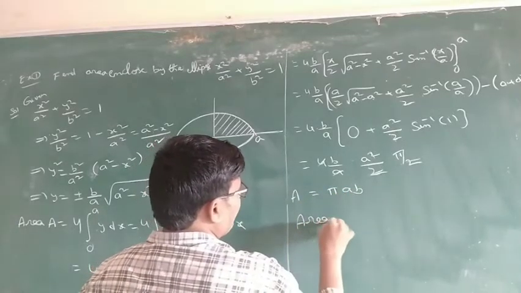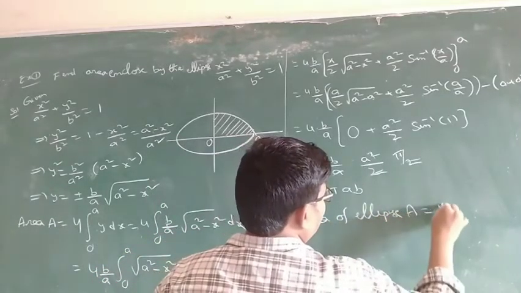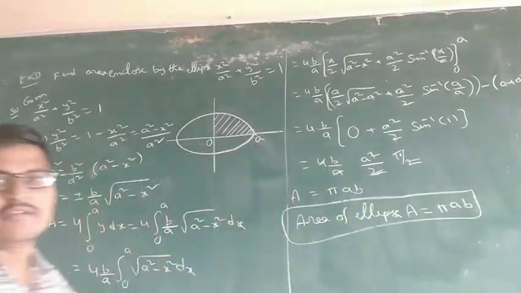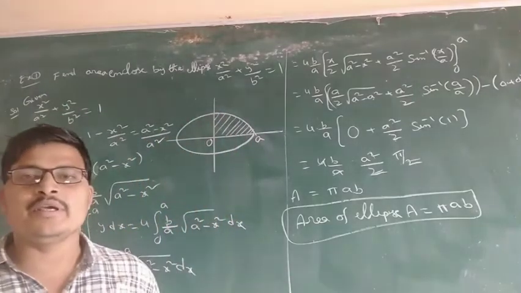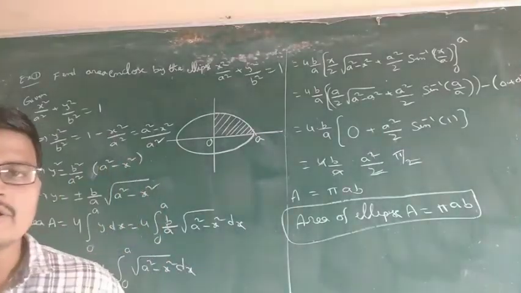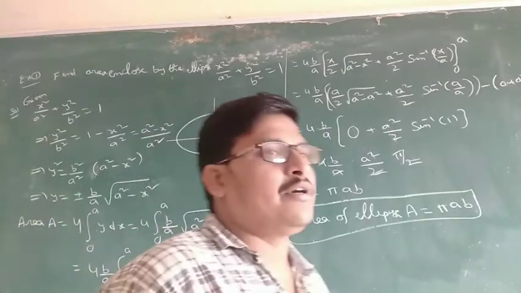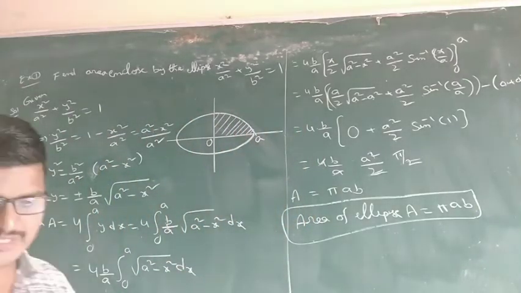So the area of the ellipse is equal to pi ab. This is a very important formula. The area of the ellipse is pi ab. The area of the circle is pi a square. These are very important problems. Okay now, maximum 2 problems are very important. It comes as a 5 marks question. Okay, next.